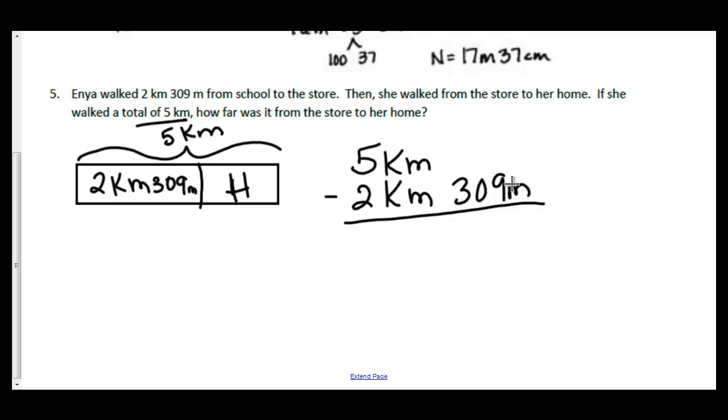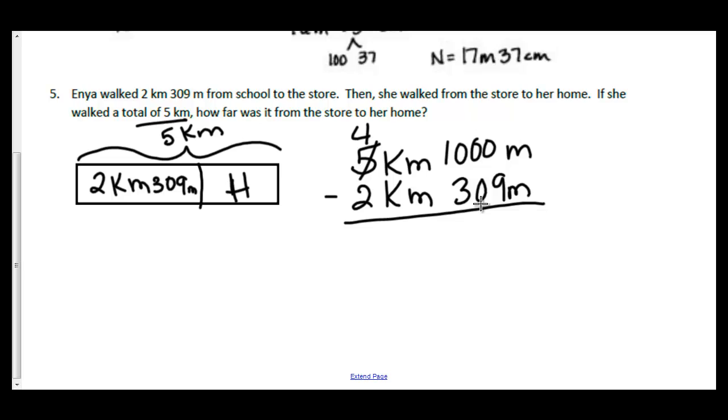Well, it's kind of like decomposing, isn't it? Could I come over here and decompose 1 kilometer and trade it for 1,000 meters? Now I can subtract. Now, I could go through with all the regrouping, or I could do a little bit of mental math. I know that to get from 300 to 1,000 would be 700, right?